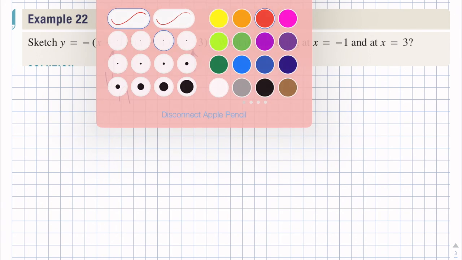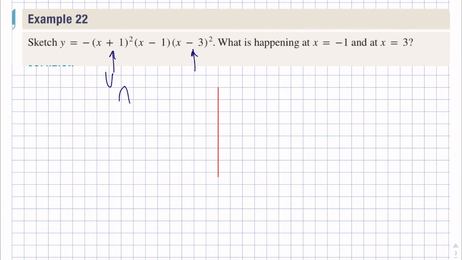So let's draw our axes. Y. Yeah, you're even less precise with these than we were with quadratics, and we weren't that great with quadratics. X. We've got x plus 1 squared, so it's going to be at -1, and it's going to bounce off twice there. x minus 1, so +1, and x minus 3 squared, so plus 3, and it's going to bounce off there.